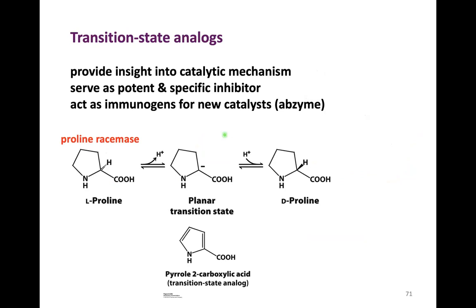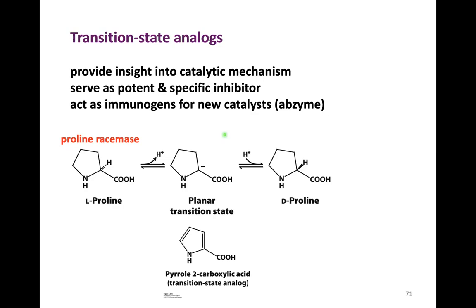If you make an analog that is analogous to the transition state, it's trapping it at that peak, but because it is an analog, not the transition state itself, which is inherently unstable by definition, we're trapping it in that complex, either reversibly or irreversibly. And there can be no transformation to product or to substrate. Okay, this can provide insight into catalytic mechanism.